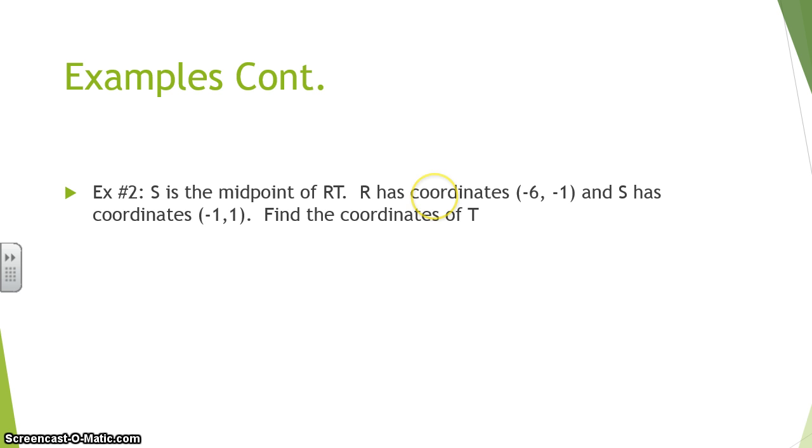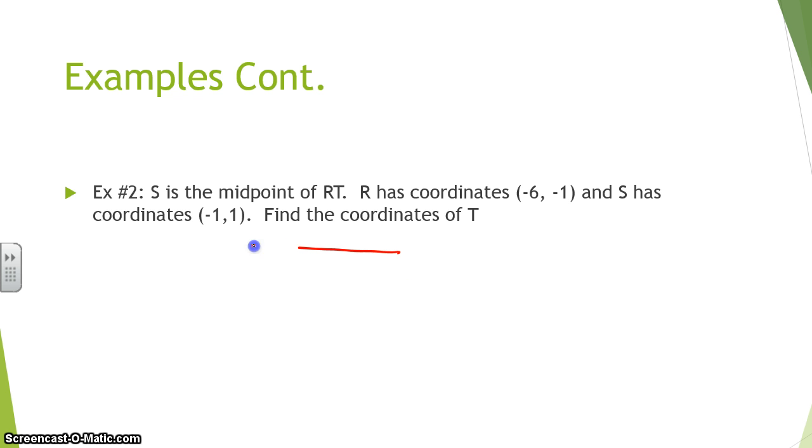Example number 2, it says S is the midpoint of RT. R has coordinates (-6, -1), and S has coordinates (-1, 1). Find the coordinates of T. Let me draw a line to help you see this, because this question is similar to the last, but it's a little bit more involved, because here they're giving me one endpoint and the midpoint, and we have to find the other endpoint.